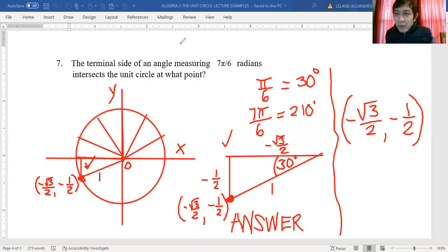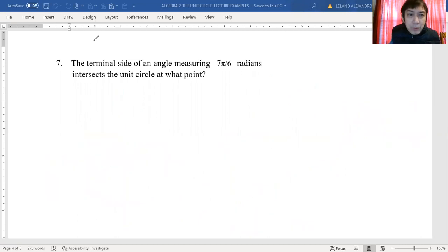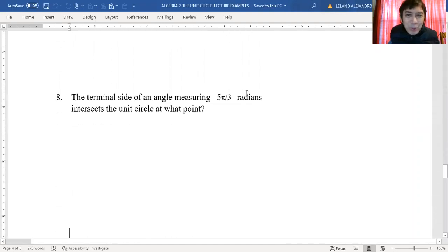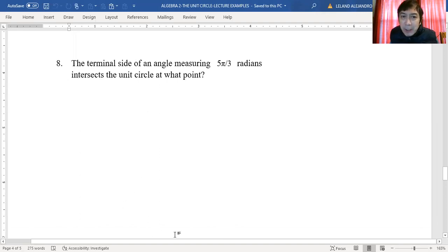So you have to memorize that in order to make use of the unit circle. This will be the answer for number 7. We'll continue with number 8. Let me scroll down, scroll up. This will be the terminal side of an angle. The terminal side of an angle measuring 5 pi over 3 radians intersects the unit circle at what point?